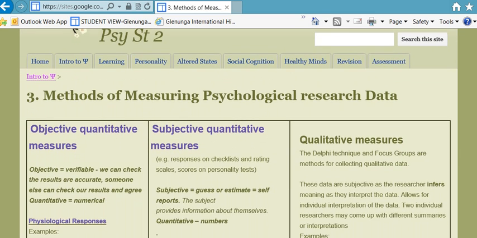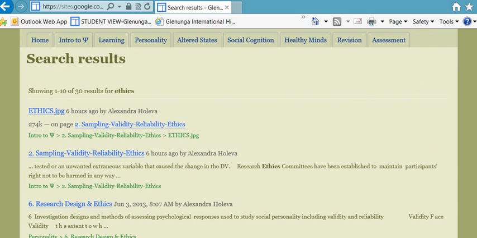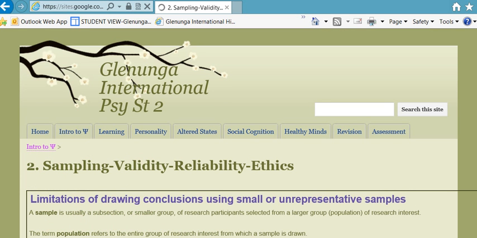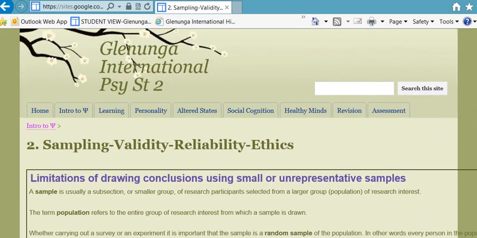And I need to remind you, now we're using that if you search something here, like ethics, you can find it. You search ethics and you will be able to quickly find everything that's related to ethics, the picture, the work, research, design, ethics, whatever you want that's related to ethics. For example, this part.